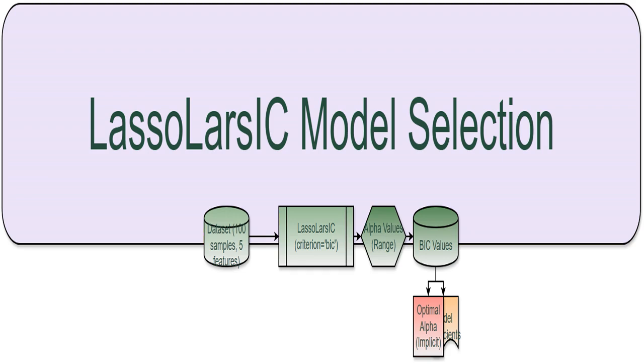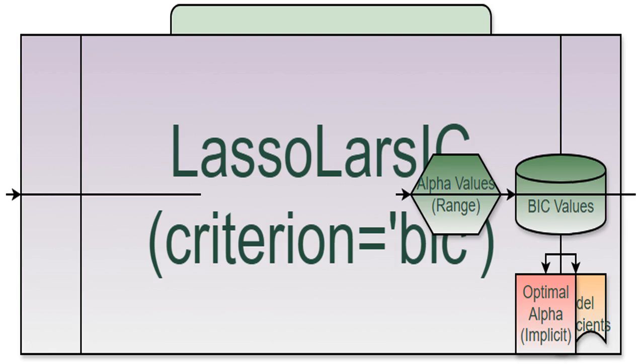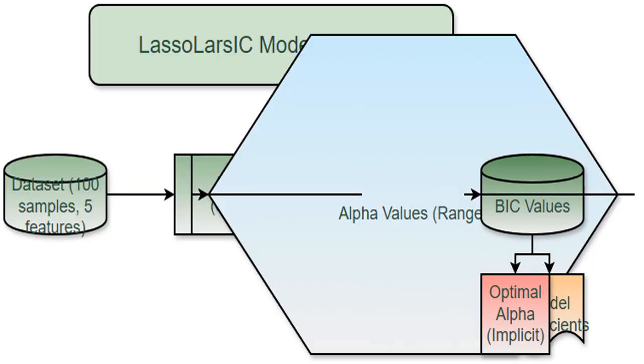Both help you find the right balance between a model that's accurate on the training data and a model that's not overly complex and might overfit. I specifically told LassoLarsIC to use the Bayesian Information Criterion, BIC, to judge which model is best. Remember, lower BIC values mean better models.